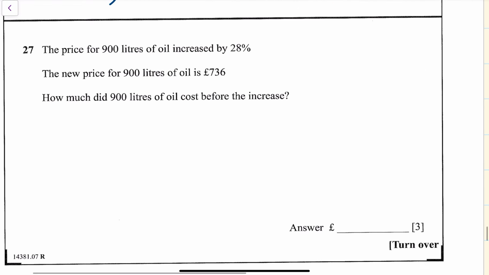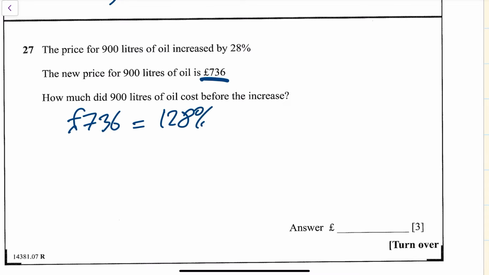Price for 900 litres of oil increased by 28%. The new price for 900 litres of oil is this. How much did it cost before that? Okay, so that means 736. It's not 100%, it's gone up. So it's 128%. We need to find out what 100% is.